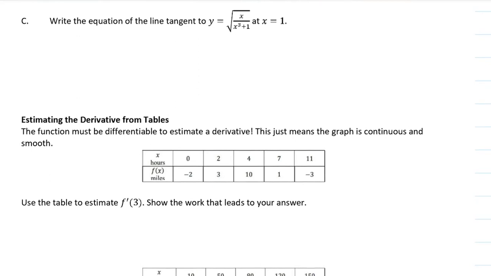All right, the next one says, write the equation of the tangent line to y equals the square root of x over x cubed plus 1, at x equals 1. There are 2 things you need to write the equation of a tangent line. You need a point, and you need a slope. You will notice this time we only have the x value of the point. We need to know the y value of that point. This one I can just plug in. So I'm going to find y of 1. That's going to equal 1 over 1 cubed plus 1.